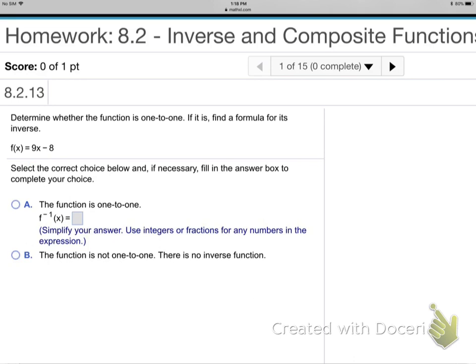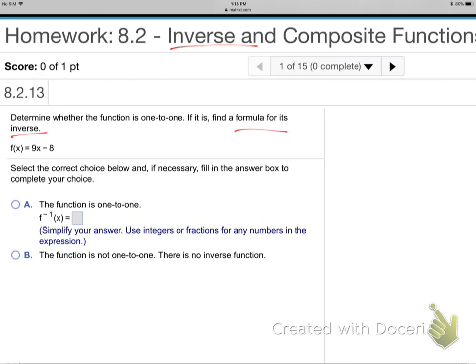All right. f of x is 9x minus 8. What are we doing in this section? Inverse functions. We want to find inverse functions. We want to find the opposite function. The last one was exponentials, 8.1, graphs of exponentials and stuff.